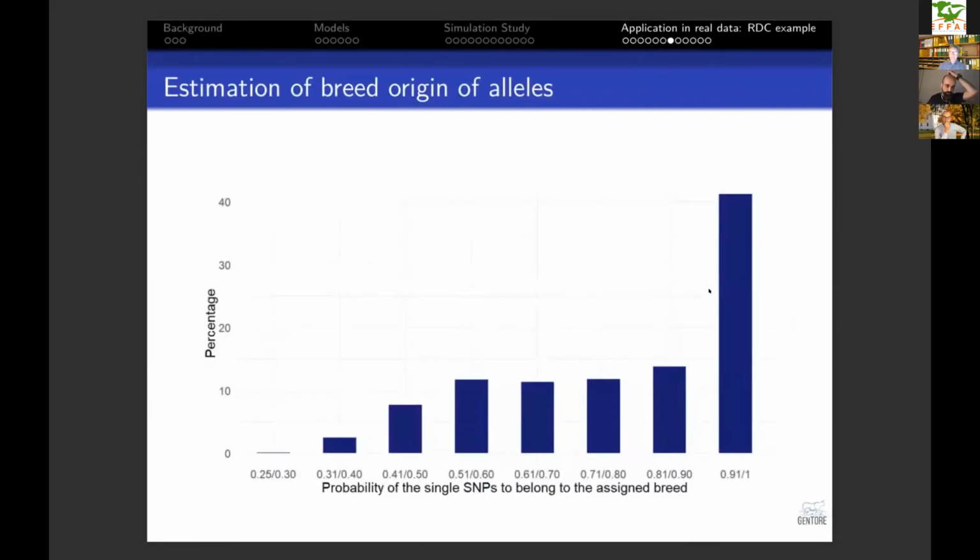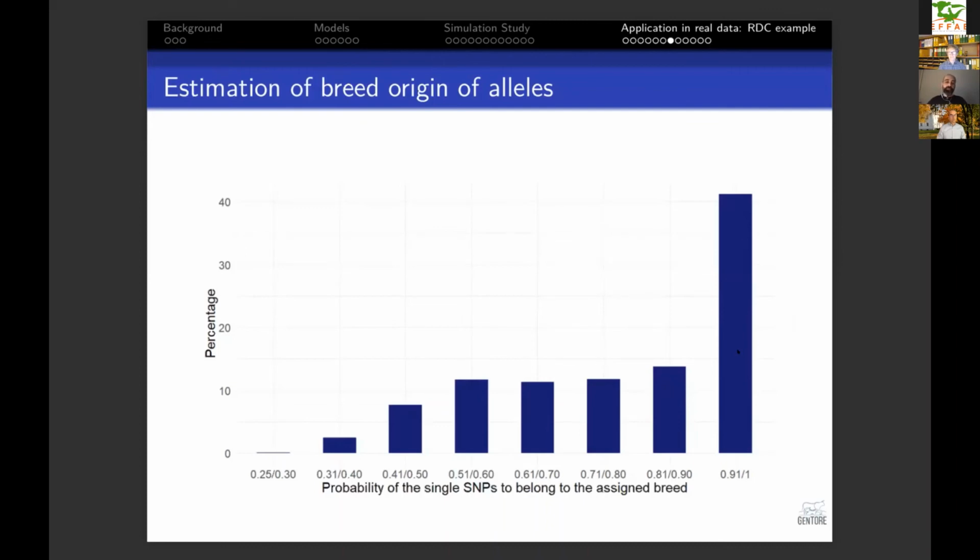One problem we had with this estimation of breed origin of alleles, which is most likely a population-specific case, is that we didn't really have assignments with high probability. Only 40% of the alleles were assigned with a probability higher than 0.9 to a certain breed. So it was a little uncertain which allele belongs to which breed.